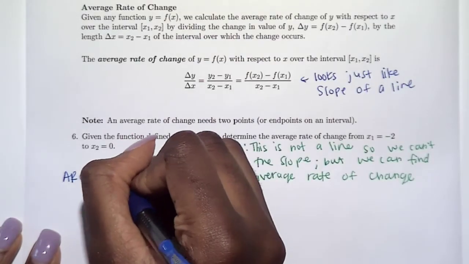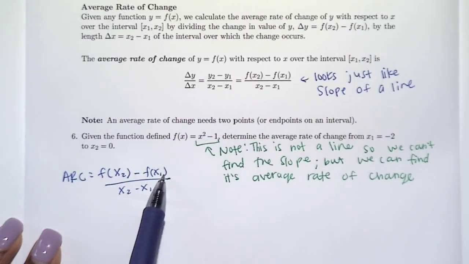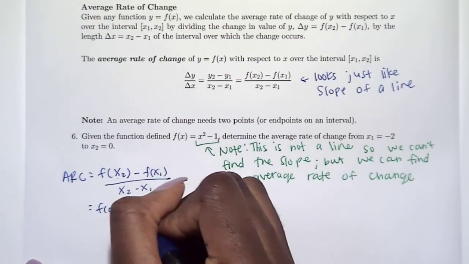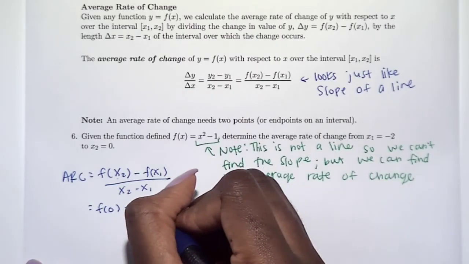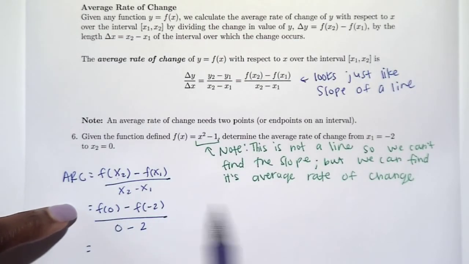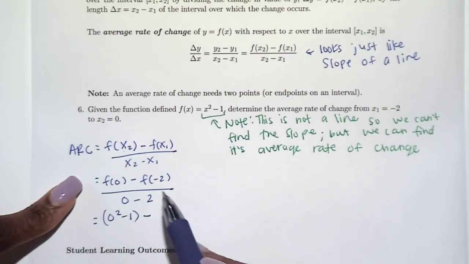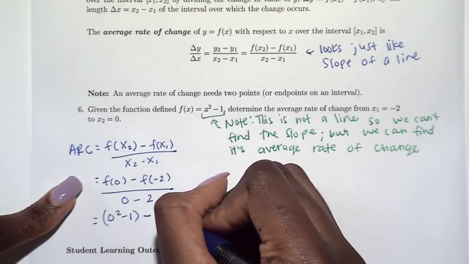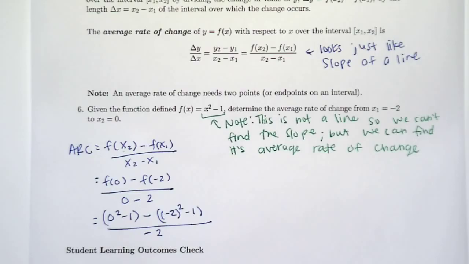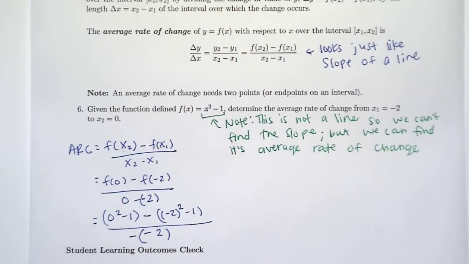All right, so remember the formula is our function at x2 minus our function at x1, over x2 minus x1. So y values subtracted over x values subtracted, just like slope. So what's x2? x2 is 0, so we need f of 0. x1 is negative 2, so we need f of negative 2. Well, how do we find f of 0? We plug 0 into our function, minus, we need to find f of negative 2, so we plug negative 2 into our function. Oh, this is a minus a negative 2, which is going to make a positive 2.